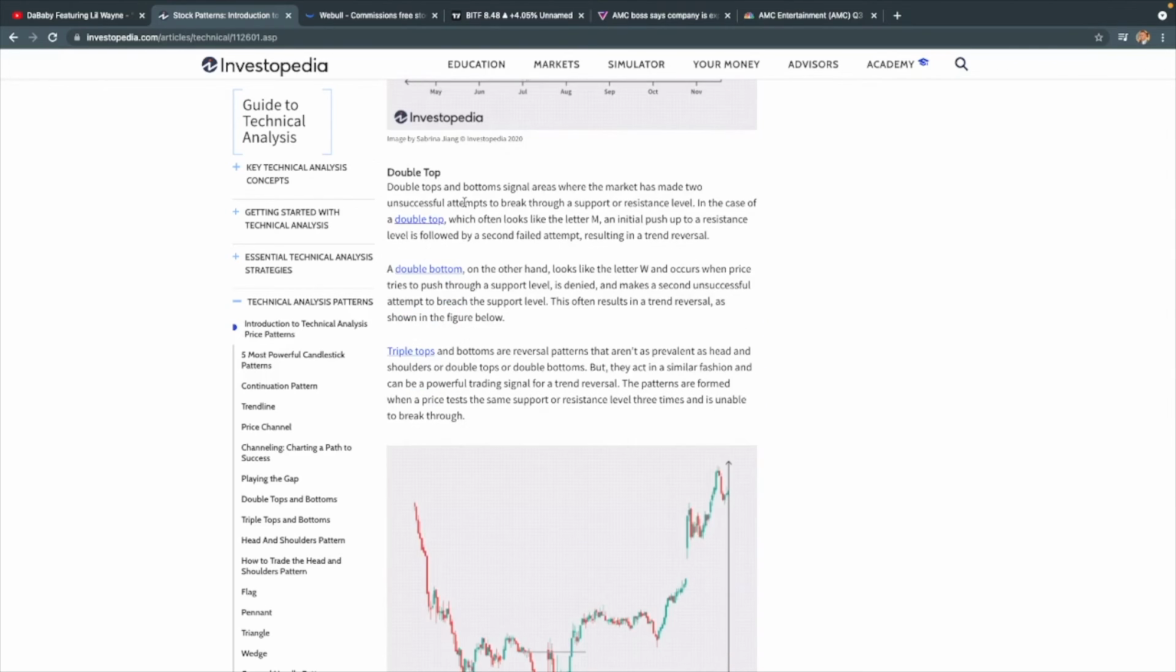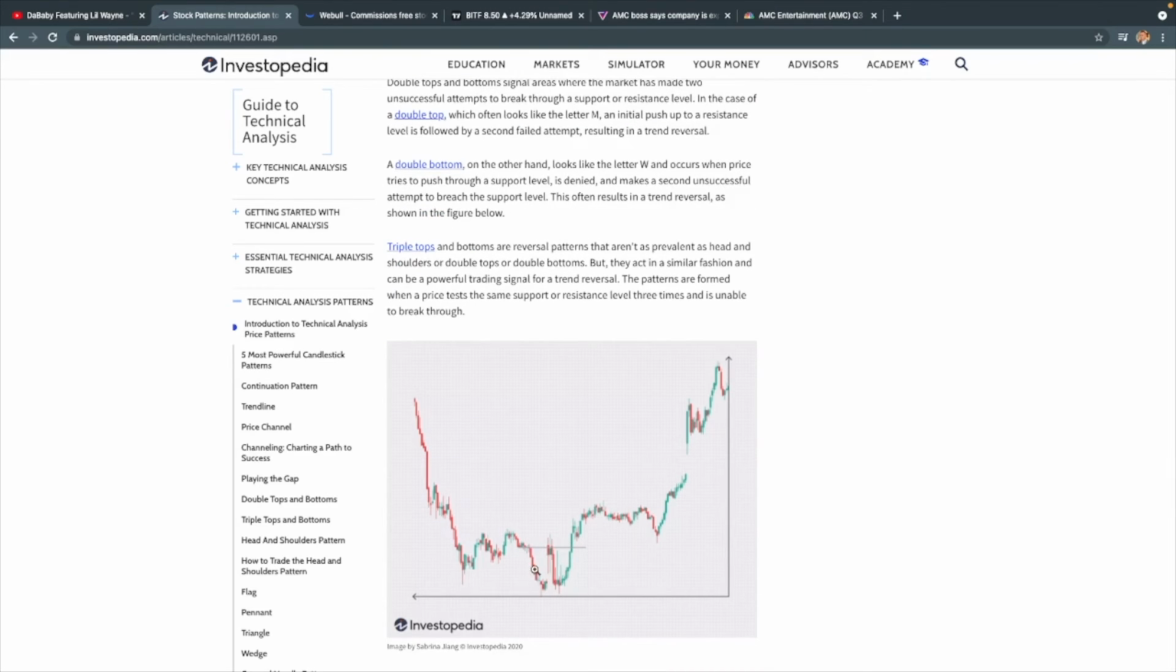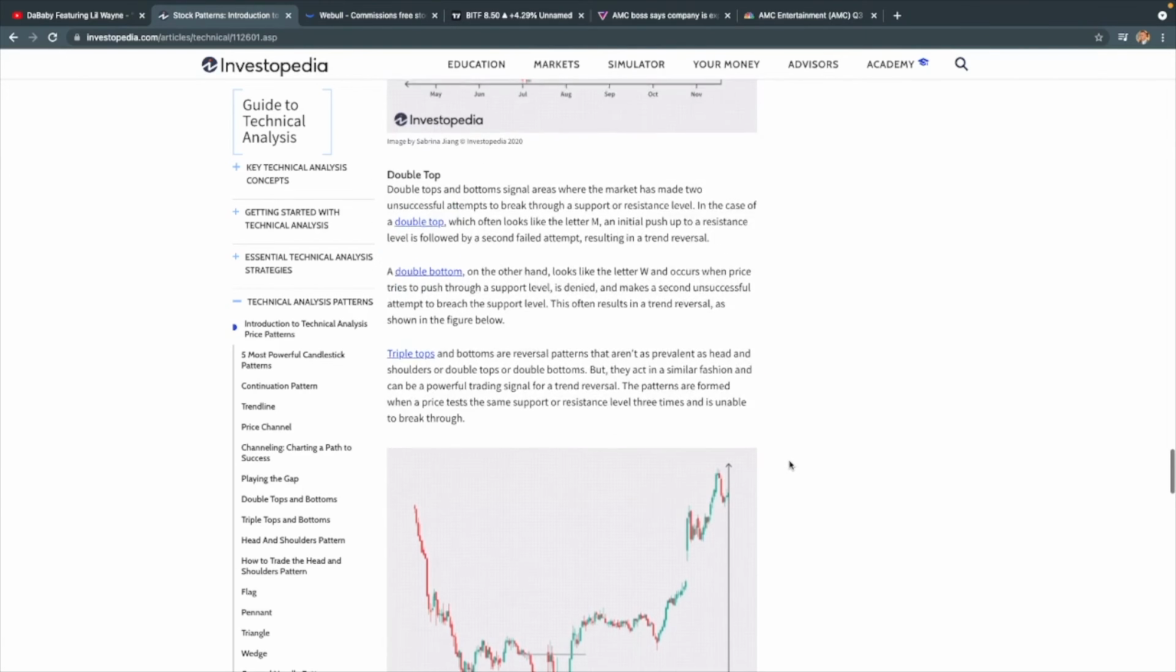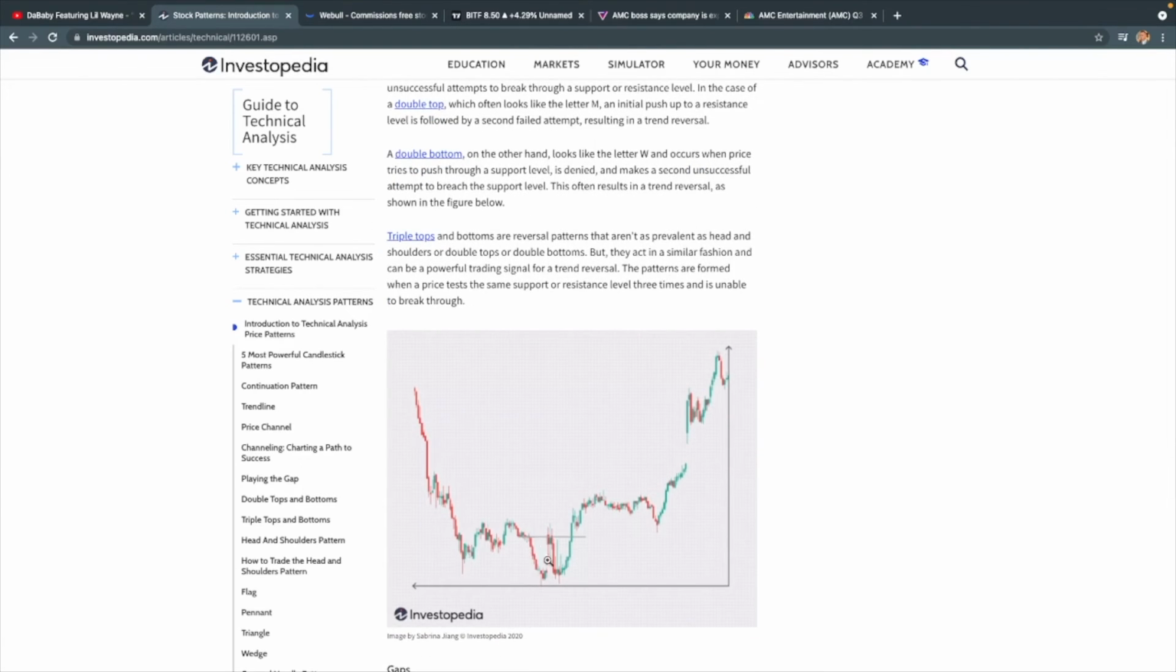You got your double tops and double bottoms. These signal where the market has made 2 unsuccessful attempts to break through a support or a resistance level. In the case of a double top, which often looks like the letter M, an initial push to the resistance level is followed by a second failed attempt, resulting in a trend reversal. The double bottom is also known as a W. I've seen it referred to as a George W, right? That's the way I look at it. But it's also known as a double top.